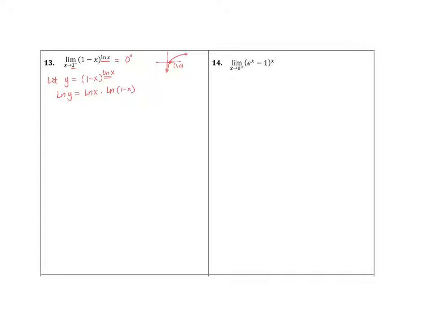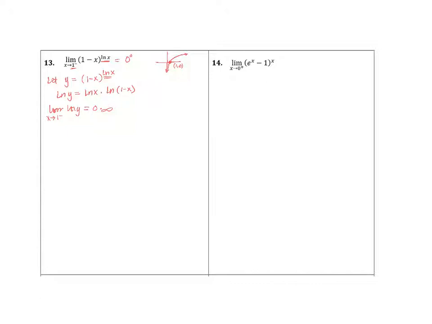Now, if we look at our limit as x approaches 1 from the left of the natural log of y, look at what we're going to get. We're going to have natural log of 1, which is 0, times, and if we plug in 1 here, natural log of this is going to shoot down toward negative infinity. So we do have a form that we need to work with.